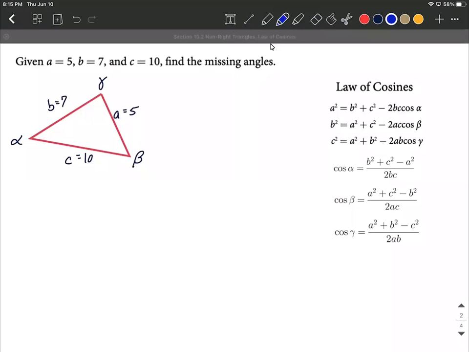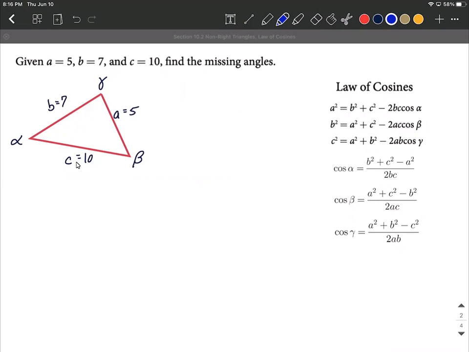In this example, we're given three sides of a triangle, but we don't know any of the angles. That's the goal here: solve this triangle, find all the missing angles. Then we'll have everything, all the sides and all the angles. So I went ahead and just drew kind of an ambiguous triangle here.